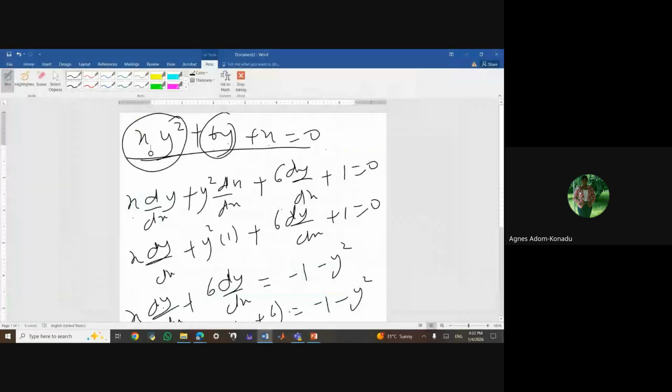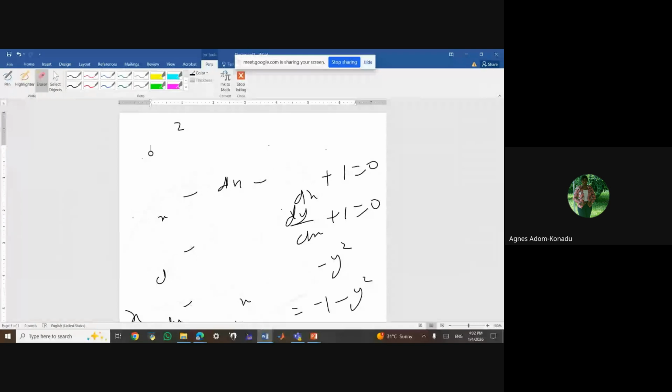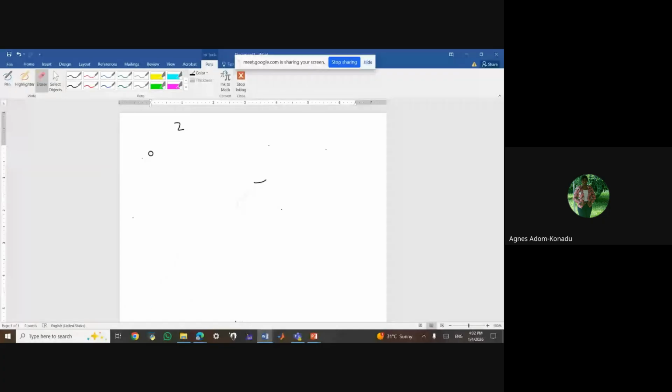I think there's a mistake. Yeah, when you differentiated the y square, there is a mistake. Let me clear it. Yeah, when I differentiated the y square, I was supposed to use the general power rule. So let me clean it and then go over it again.